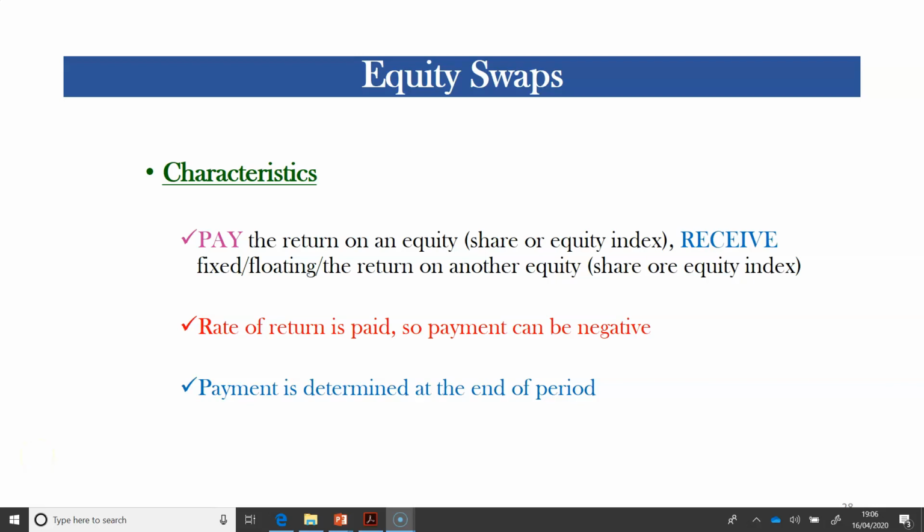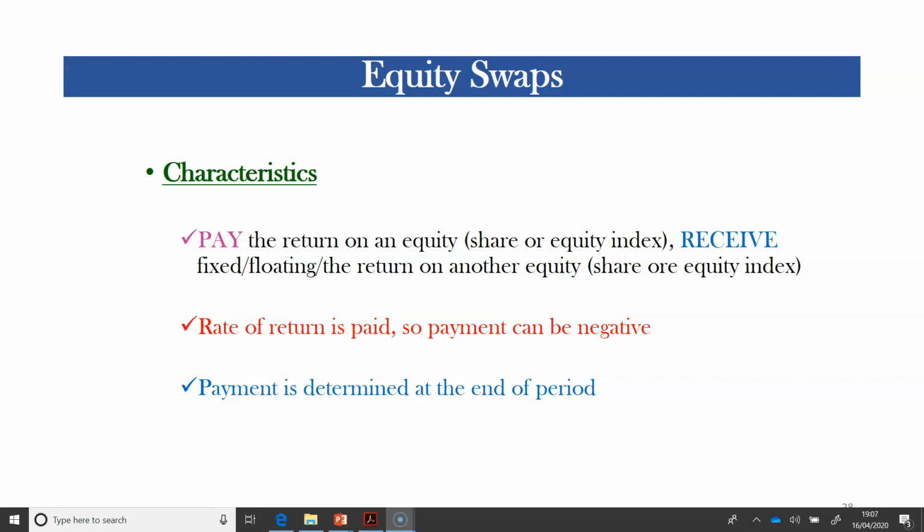Equity swaps are similar to interest rate and currency swaps. However, there are notable differences. For example, the swap payments are determined by the returns on a selected stock, portfolio of stock, or equity index. The return on equity can be negative also, so it means that the swap payment can be negative.